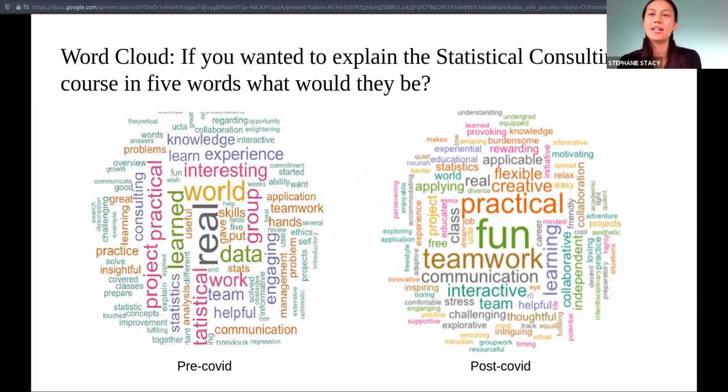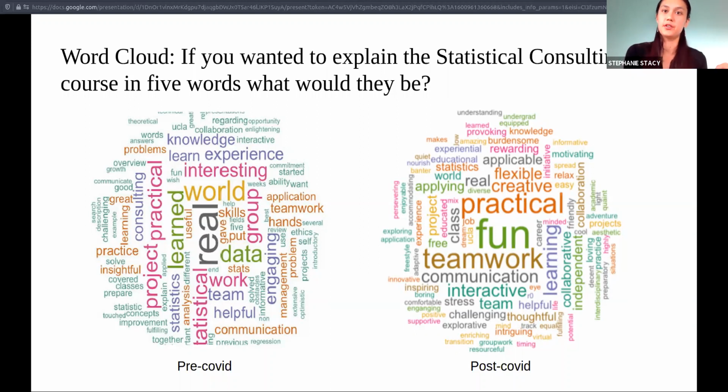So in addition to the Likert scale-based evaluation questions, there were also free response questions. One of those, asked both pre-pandemic and post-pandemic for the consulting course, was: if you wanted to explain the statistical consulting course in 5 words, what would they be? A student was able to take these evaluations and visualize them into these 2 word clouds.